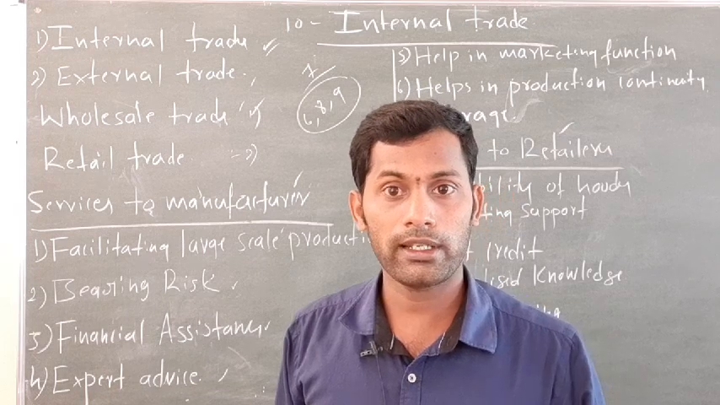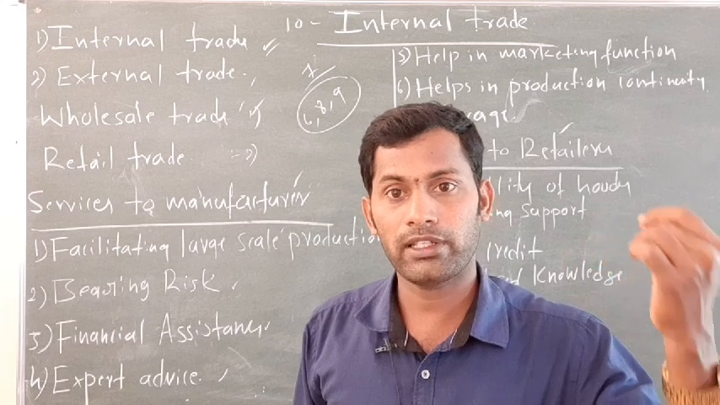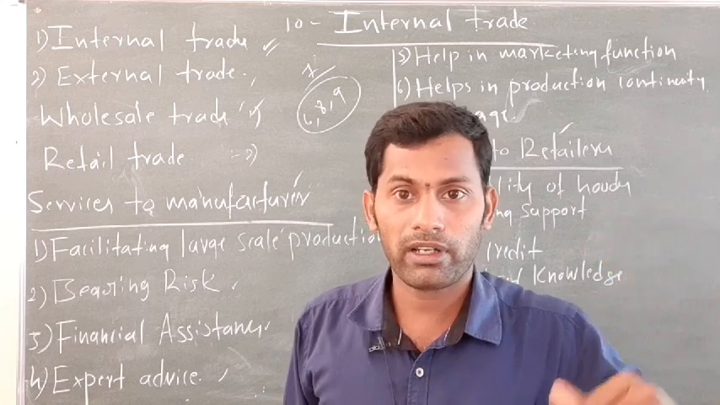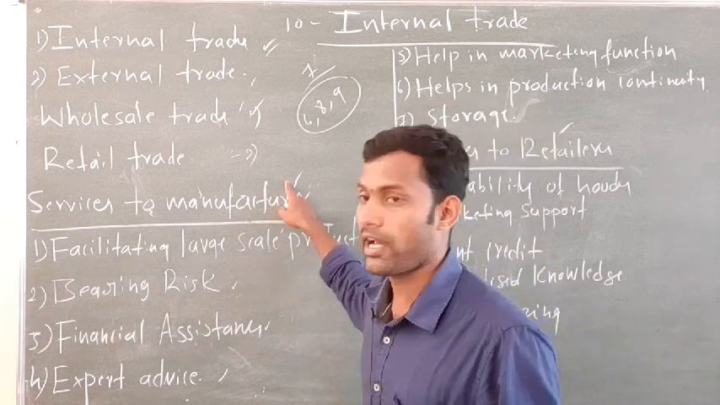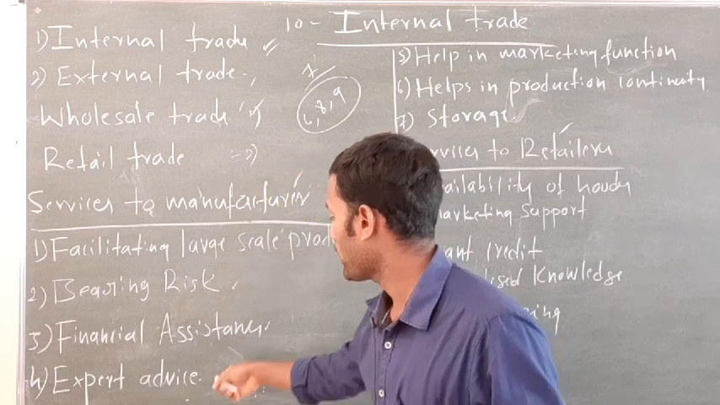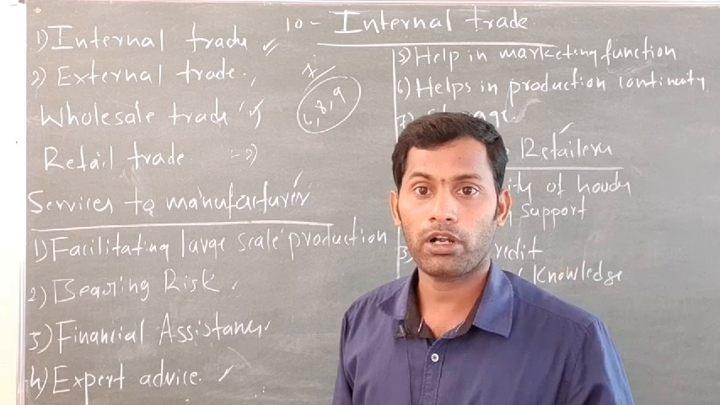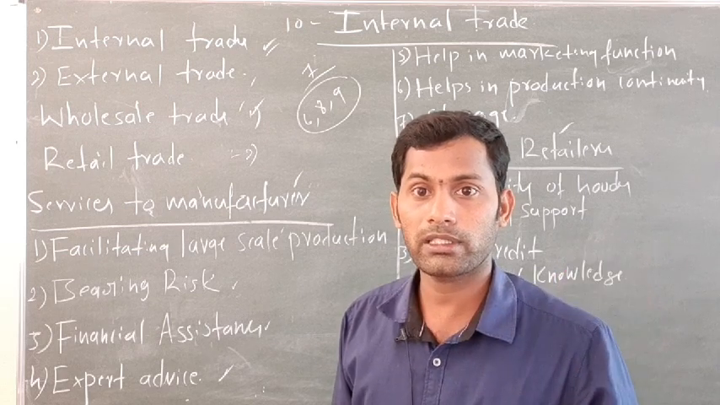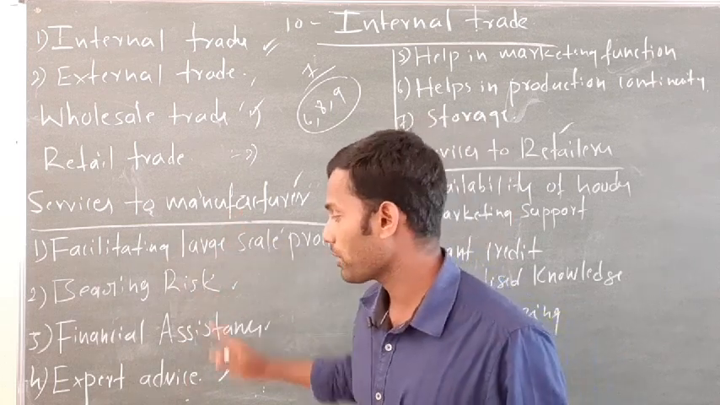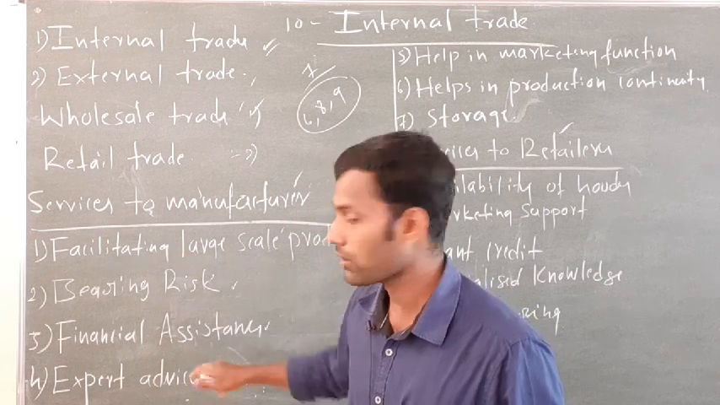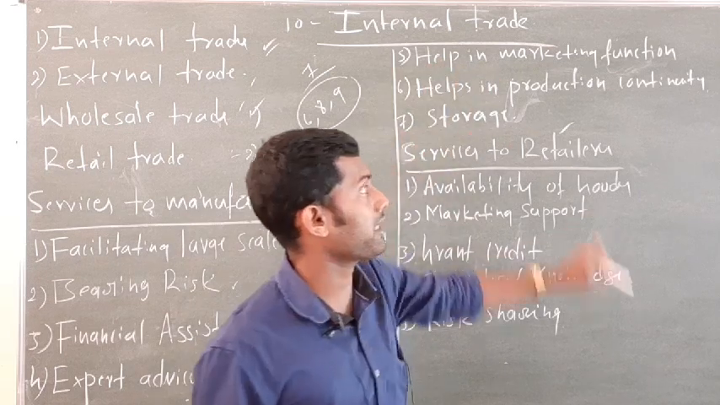I repeat, the wholesaler collects the marketing information, I mean the taste, the preference or like of the consumers, from the retailers, then he sends it to the manufacturers. So the manufacturers get expert advice according to the report or marketing information given by the wholesaler. Now manufacturers can produce the goods. That is the fourth advantage or service of the wholesaler to the manufacturers. So next one, help in marketing function.